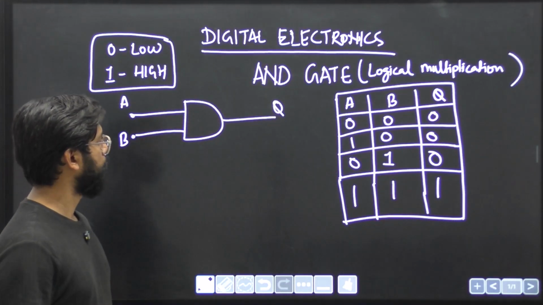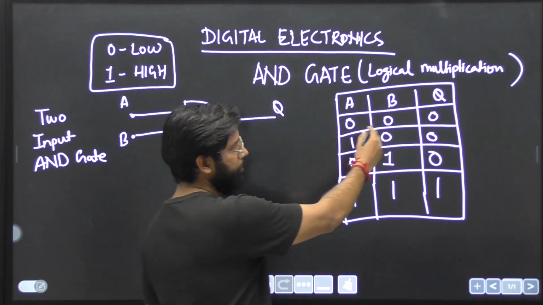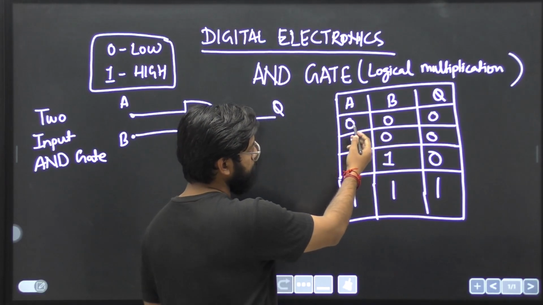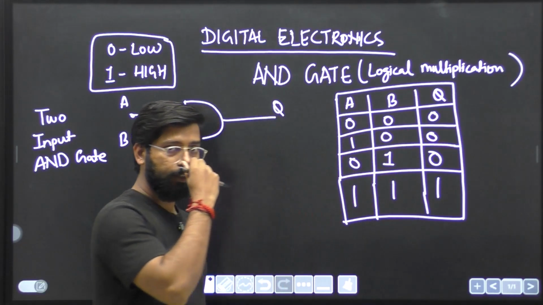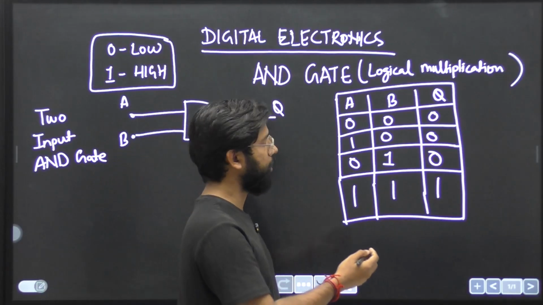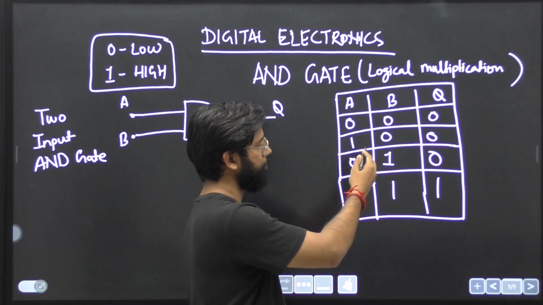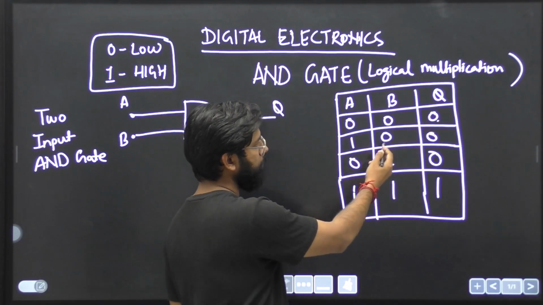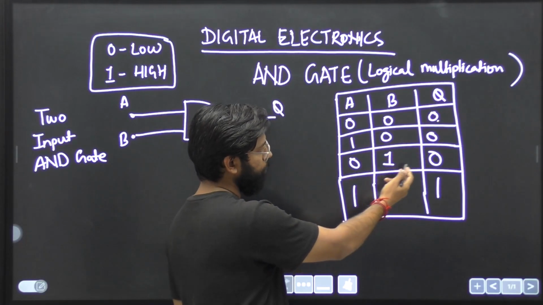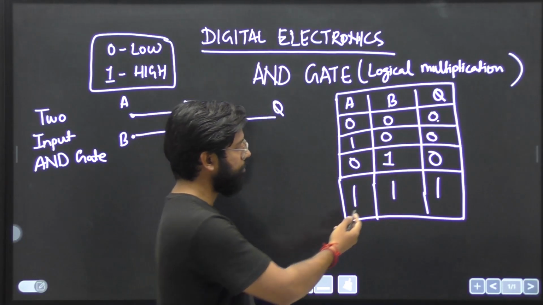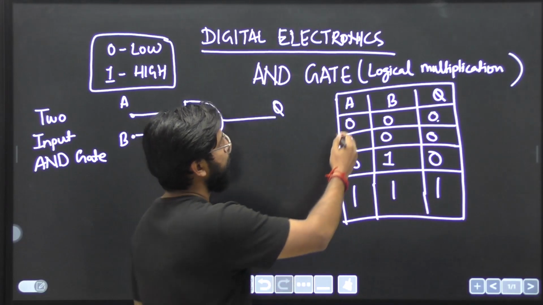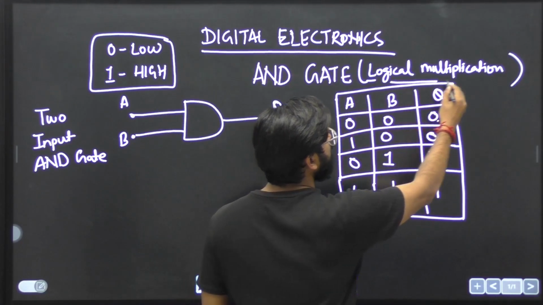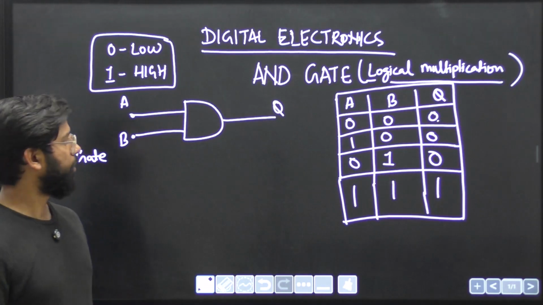only then I'll be getting 1 on the output. This may look familiar to you, since any number is 0 if it is multiplied by 0. So here 0 and 0 gives us 0, 1 and 0 also gives us 0, 0 and 1 also gives us 0, and only 1 and 1 gives us 1. Hence, it is a logical multiplication of binary numbers.